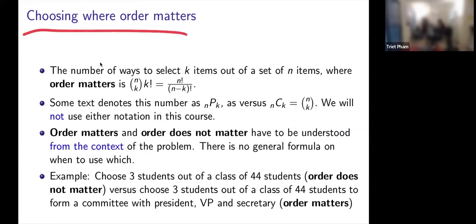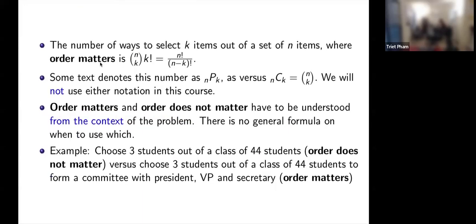Sometimes you want to choose a set of k items out of a set of n items, but order matters. The more important question here is, do we know when? It's hard to tell. A lot of times it comes from the context of the problem, which dictates that when you select the items out of the group, the order matters. For example, if you choose 3 students out of a class of 44, then order does not matter. But if you choose and then you assign rows to them, then order matters.